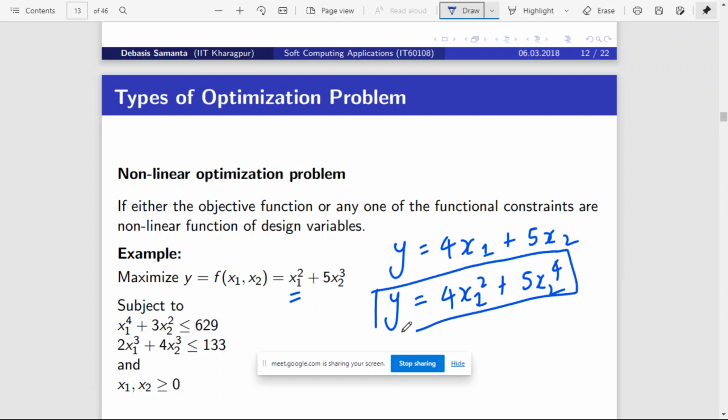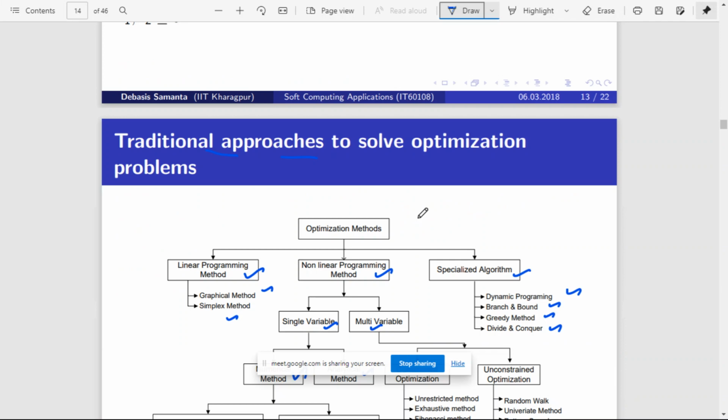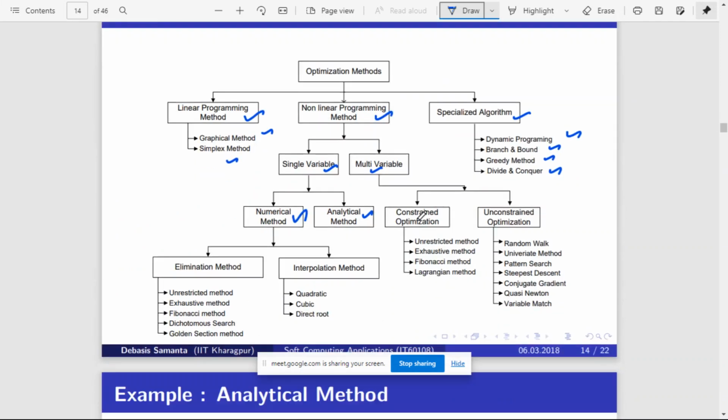And what is the degree of this function? x1 square plus 5x2 to the power 3. Basically these are polynomial functions of different degree. This is also a polynomial function of degree 1, and degree 1 is called a linear function. So this is of degree 2, degree 4, and this is of degree 3. Like that, anything can be represented using a polynomial function.